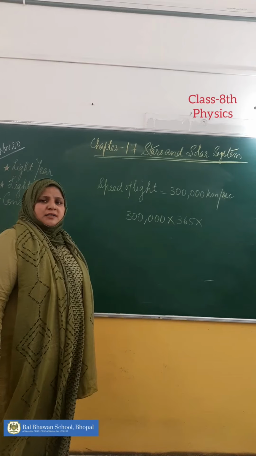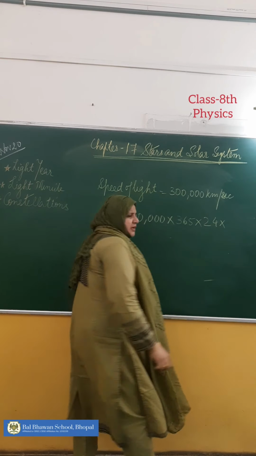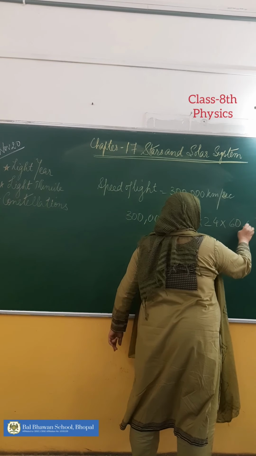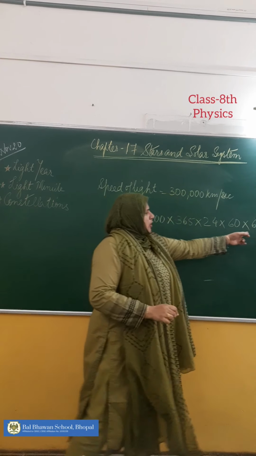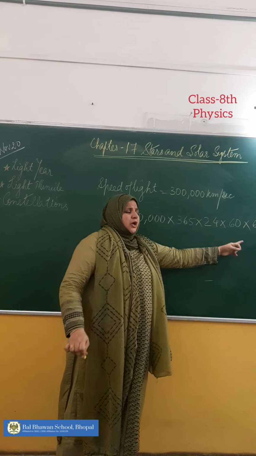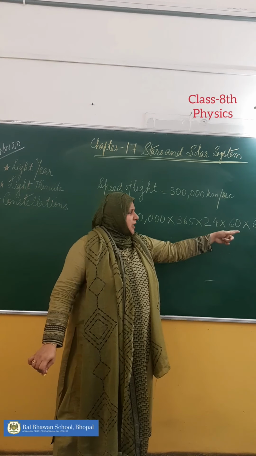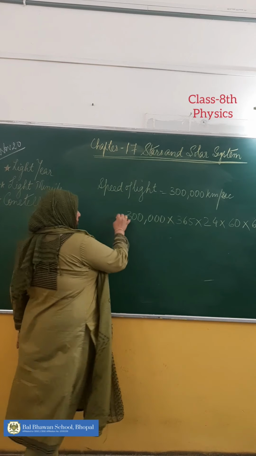Now how many hours are there in one day? 24. How many minutes in an hour? It is 60. And how many seconds in 1 minute? Again 60. So why have we multiplied all this? In order to calculate how many seconds there are in 1 year. Right? And this we will multiply by the number of kilometers. What will be the answer?